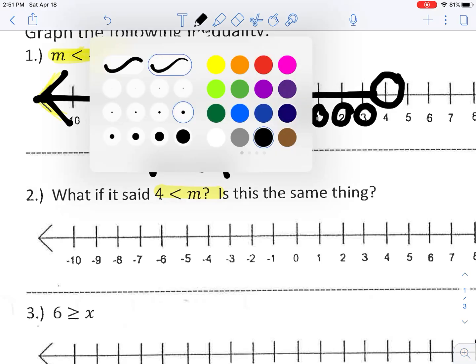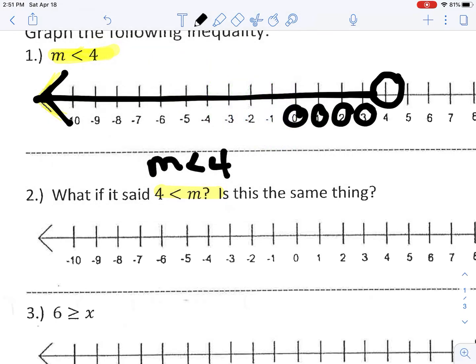So what I can do with this inequality, 4 is less than m, is flip my m to the left, and flip my 4 to the right. But when you flip the variable, you have to flip the sign so that the meaning stays consistent. So you could read the first one, 4 is less than m, and now we're going to read this one, m is greater than 4. So no, m is less than 4 does not mean the same thing as 4 is less than m. So now what we've got is m is greater than 4.